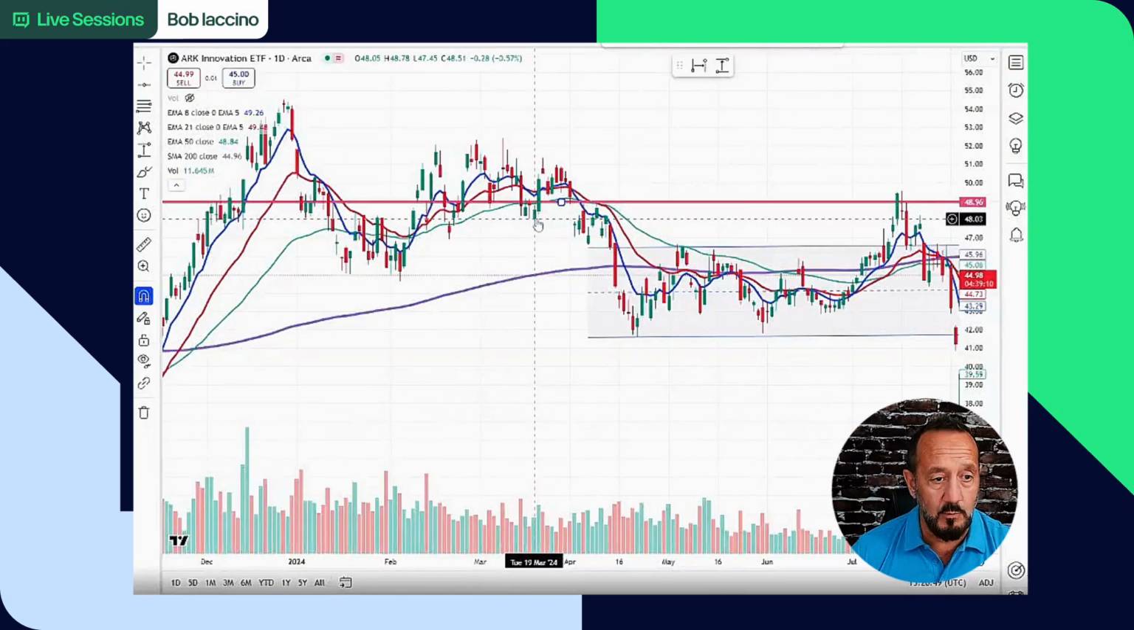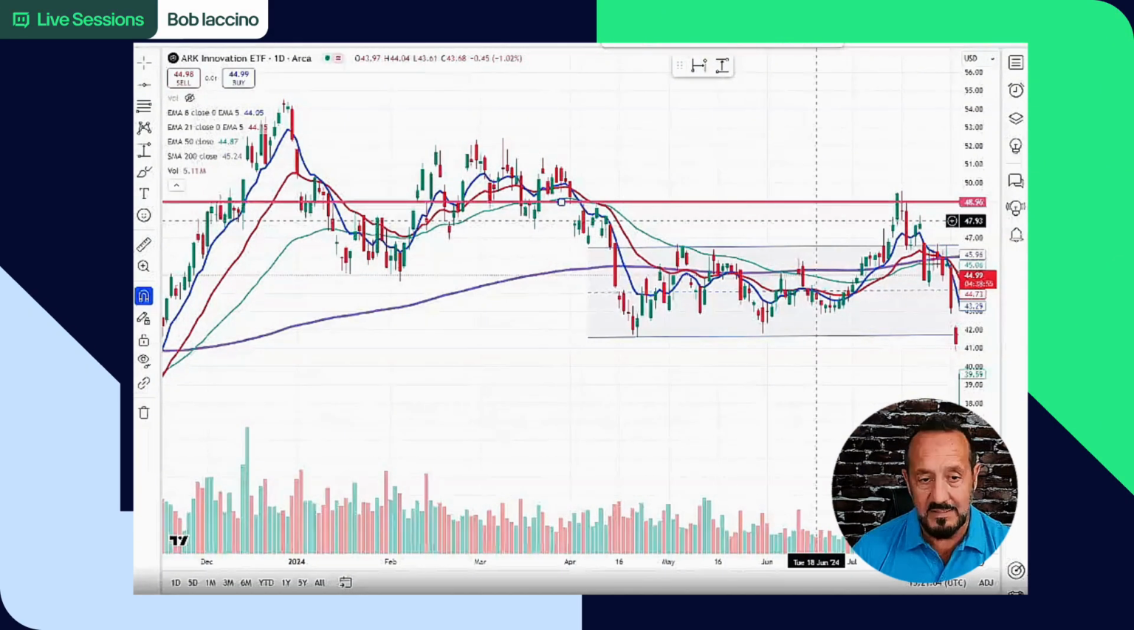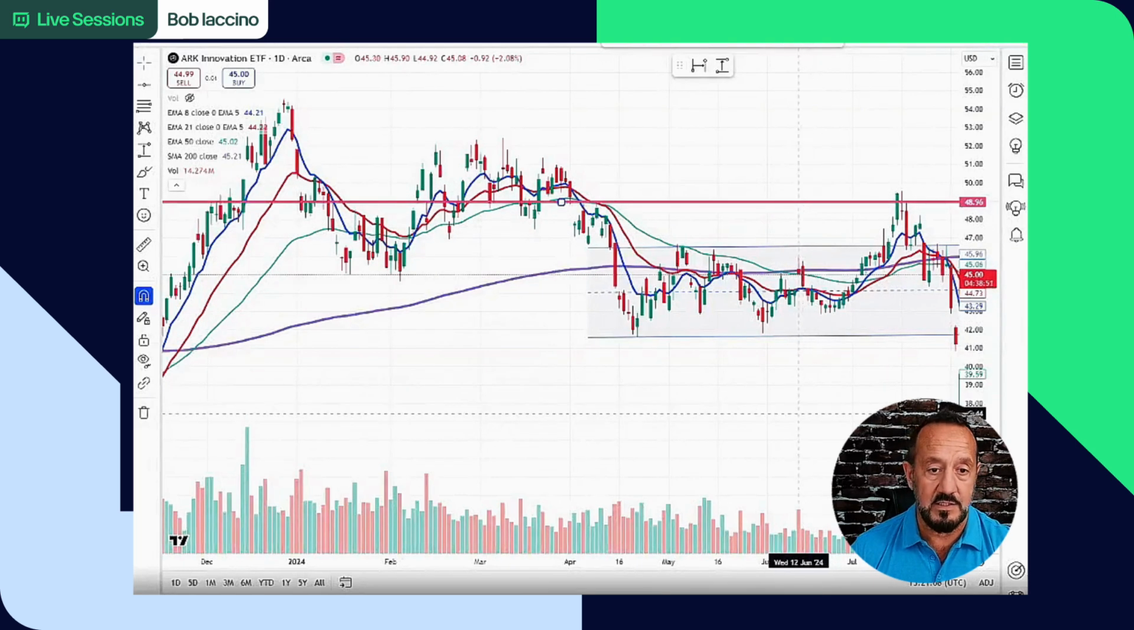Now, those of you that say, well, the resistance is actually right here, right at the bottom of this little rotation, you're not wrong. I mean, this candle hit up there and failed. This candle hit up there, broke above it, but then closed below it. But then this next day, we blew through it up to my target. Why? Because it's a measured move, and measured moves are very accurate.